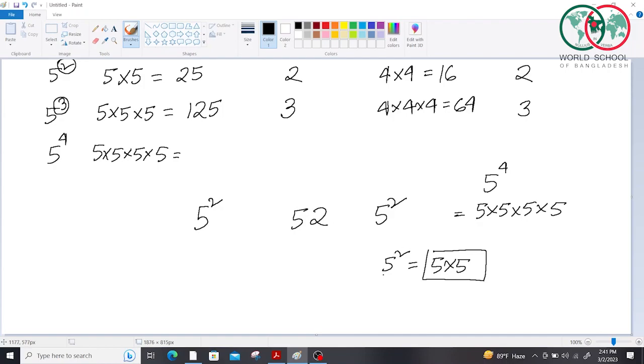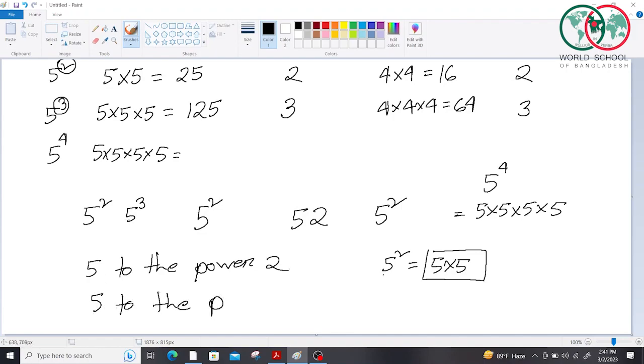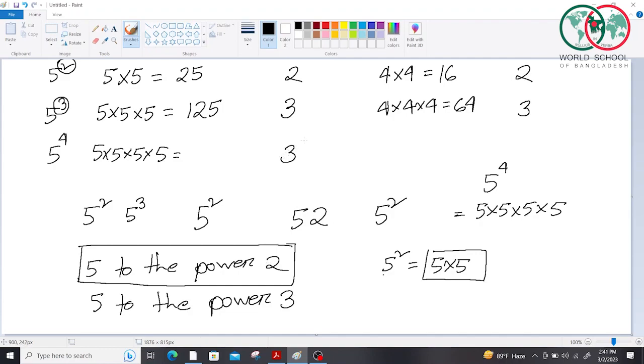So why am I saying it's a square? Whenever something is written above the number, then we say it's above 5. So it will be 5 to the power 2. In this case it will be 5 to the power 3. And the special case is here. When the power is 2, we can just say 5 square. Instead of 5 to the power 2, we can just say 5 square. And if it was 3, then we can write 3 square or 3 to the power 2.